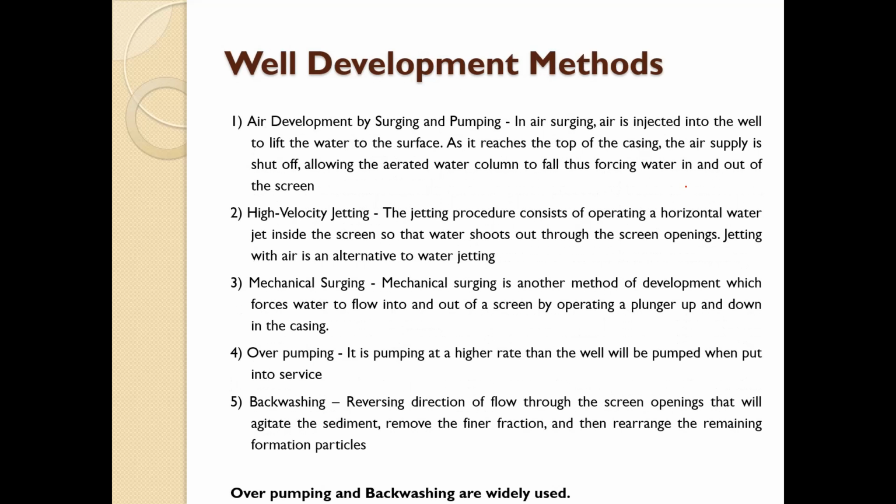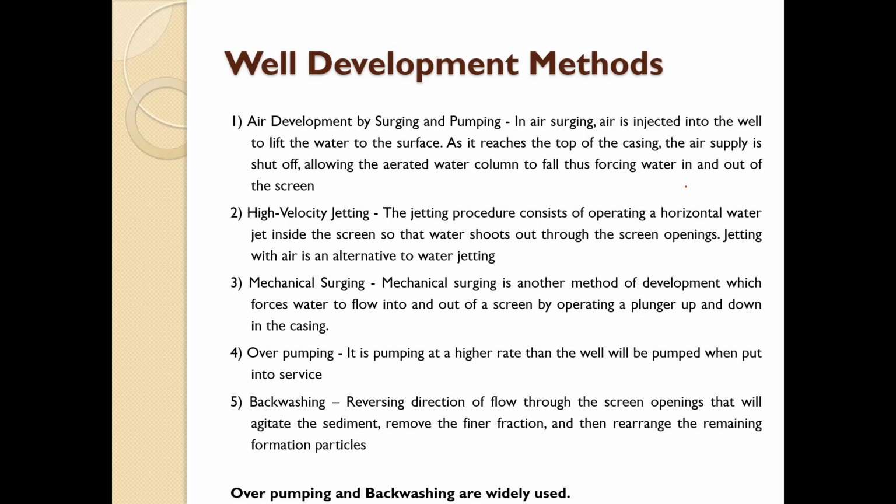Now the well development methods. First, air development by surging and pumping. In air surging, air is injected into the well to lift the water to the surface. As it reaches the top of the casing, the air supply is shut off, allowing the aerated water column to fall, thus forcing the water in and out of the screen. Then high velocity jetting.